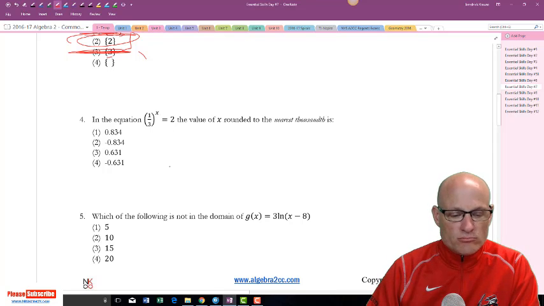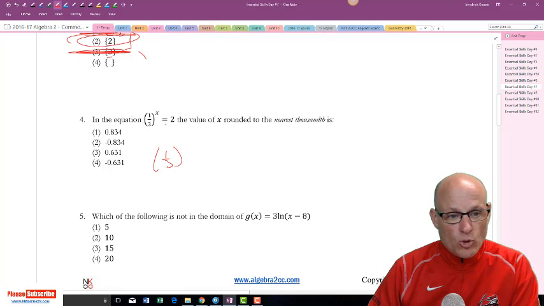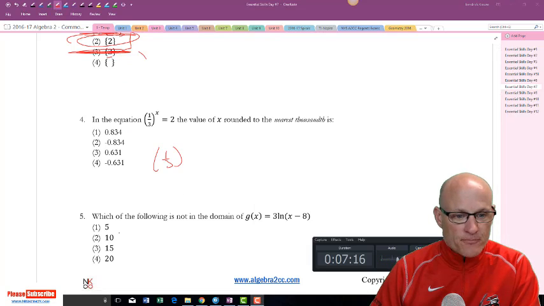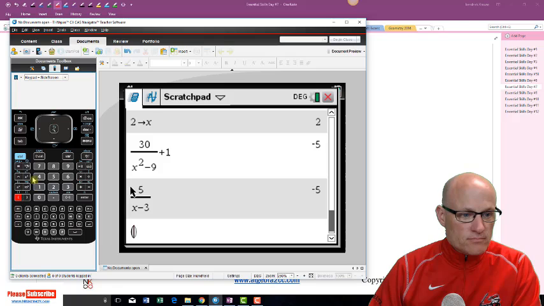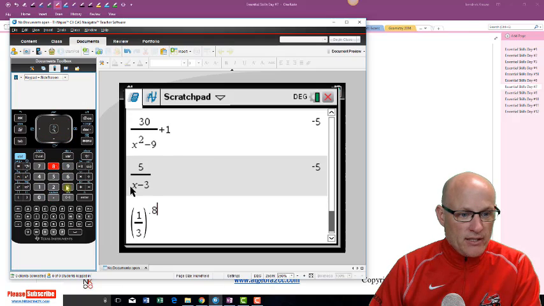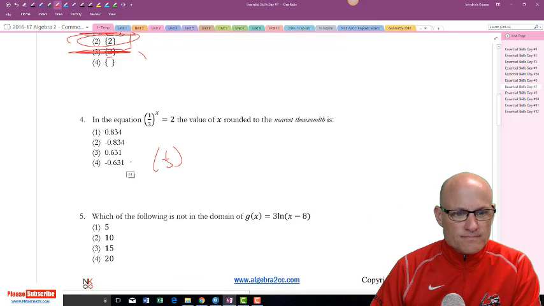1/3 to the x equals 2. Okay, let's try the answers. So 1/3 to these answers equals 2. Okay. Let's do 1/3 to the 0.834. So, 1/3. Write it exact. Don't be lazy. 1/3 raised to the 0.834. Is that right? Does it equal 2? Nope.